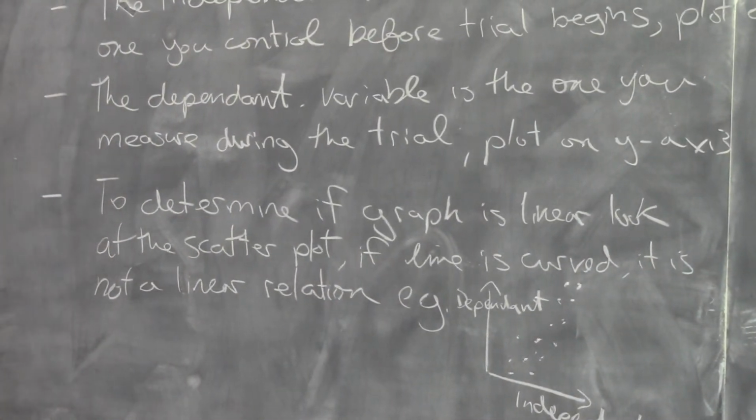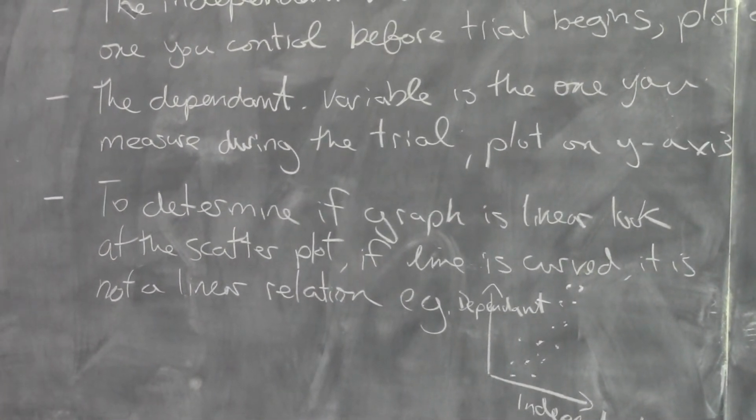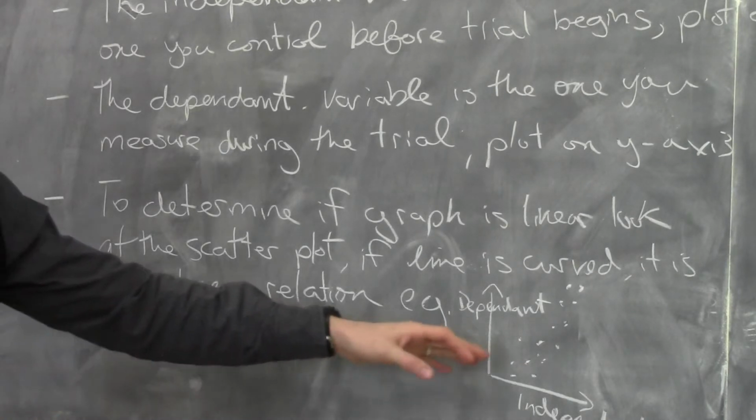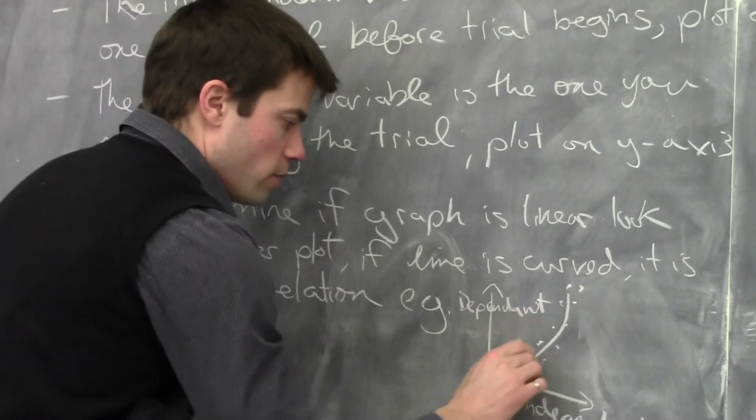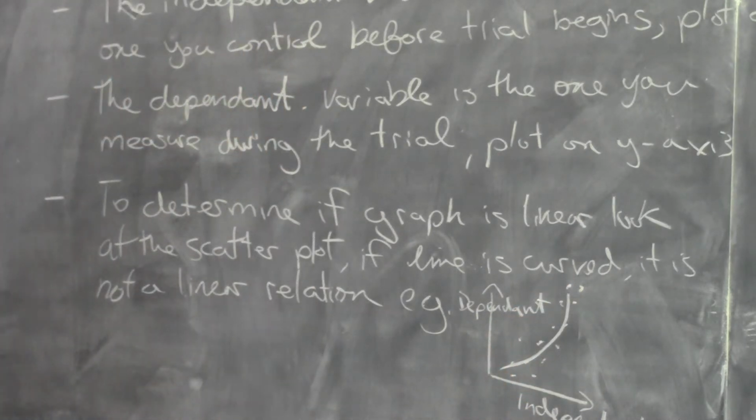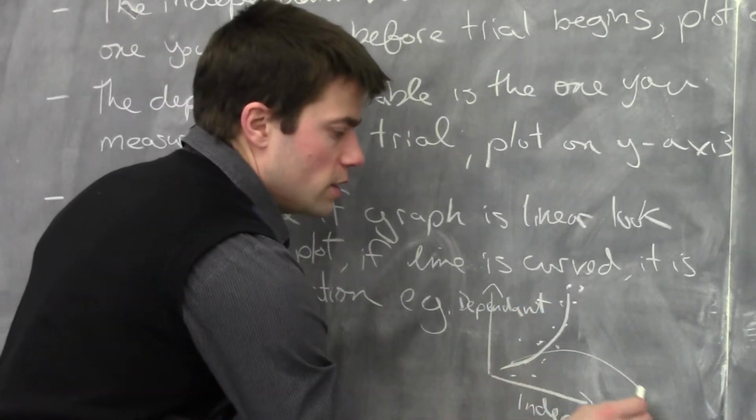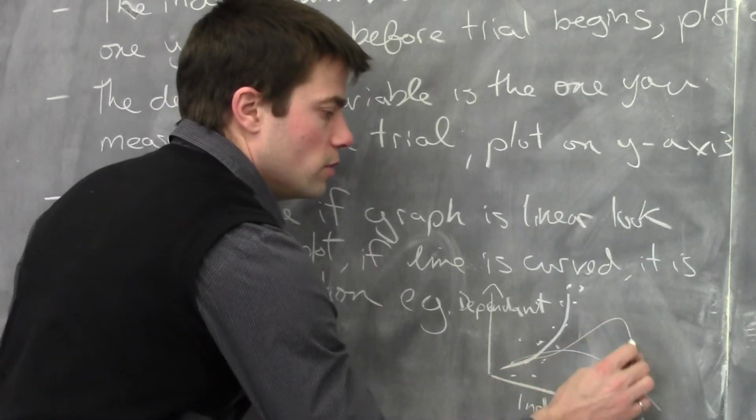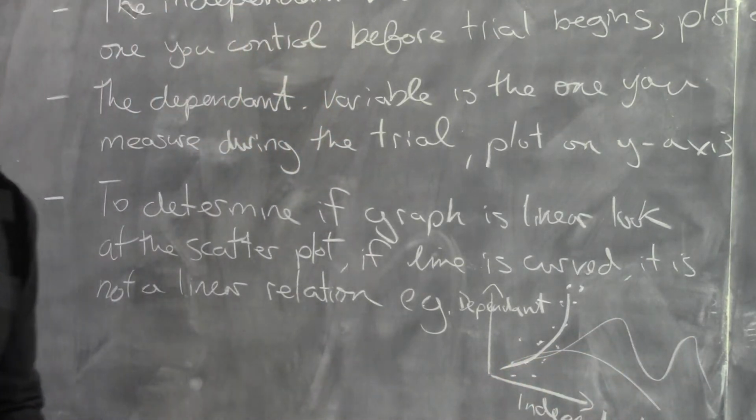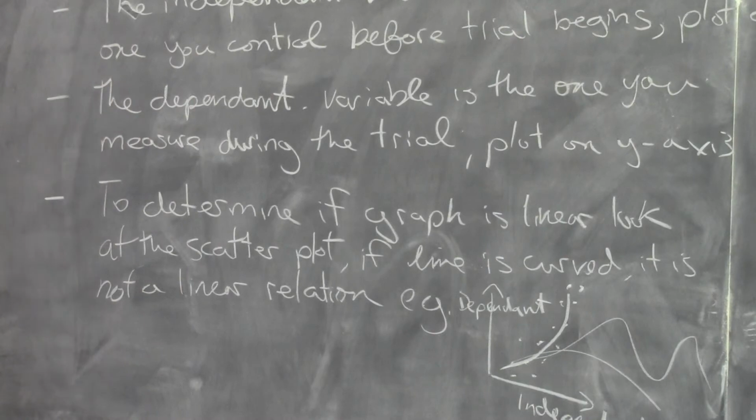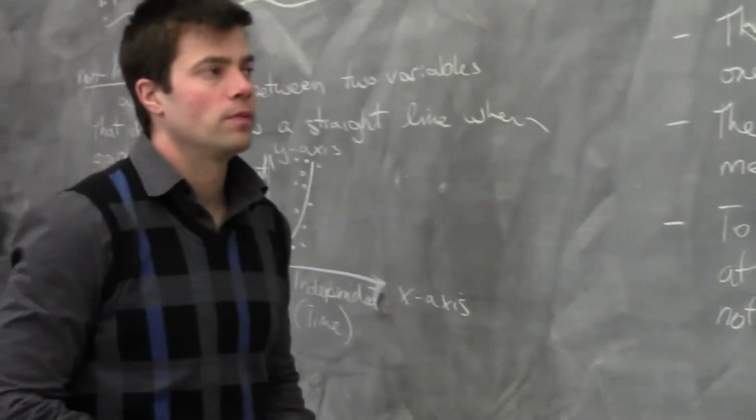To determine if the graph is linear, look at the scatter plot. If the line is curved, it's a nonlinear relation. So here again is that example I drew over there where we have a curve moving up. You could also have a curve going down, or any sort of curve. Okay? It could all be considered a nonlinear relationship.